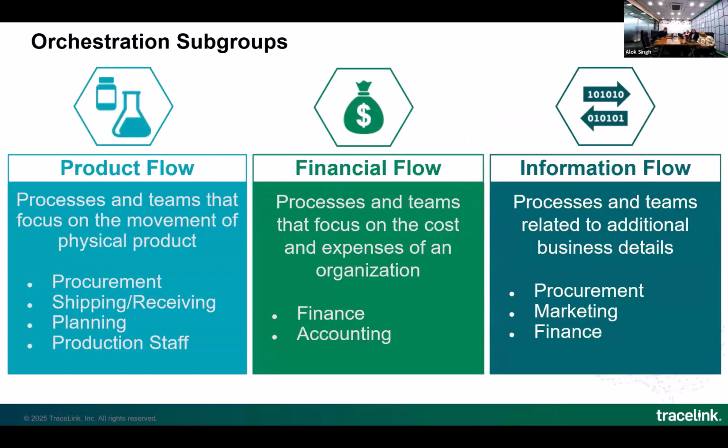So the orchestration subgroups include product flow, financial flow, and information flow, which we saw in the previous slides. There might be different types of teams involved in the different flows. For product flow, there would be a separate team. For financial flow, there is a separate team responsible for that. And there is a separate team involved in the information flow as well. So these can be categorized as subgroups of different teams that are involved in the overall flow.